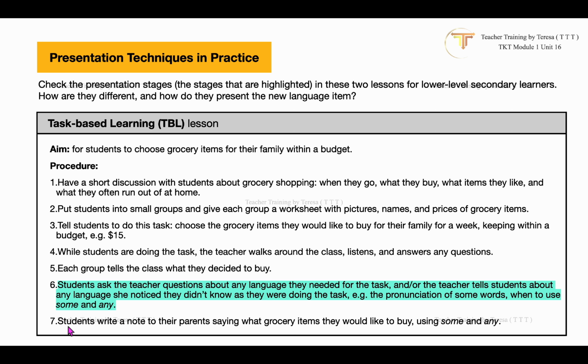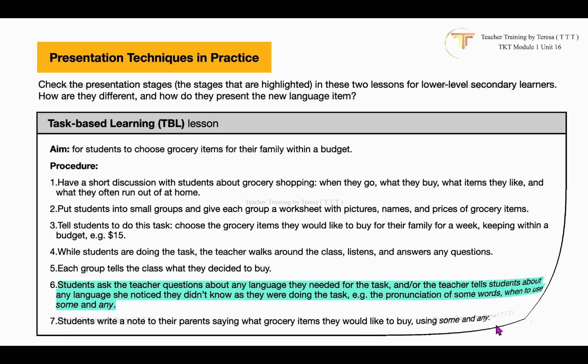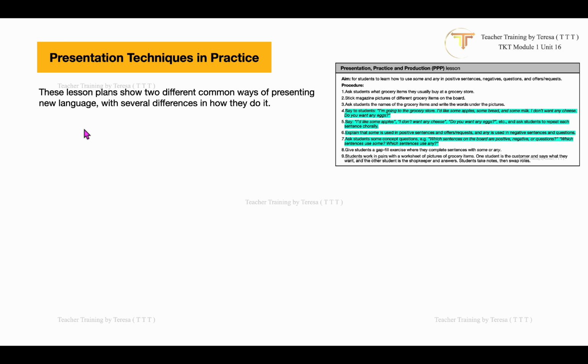7. Students write a note to their parents, saying what grocery items they would like to buy, using some and any. These lesson plans show two different common ways of presenting new language, with several differences in how they do it.